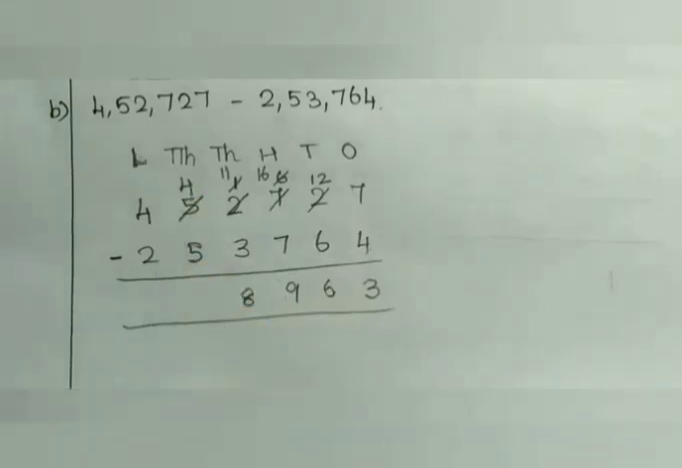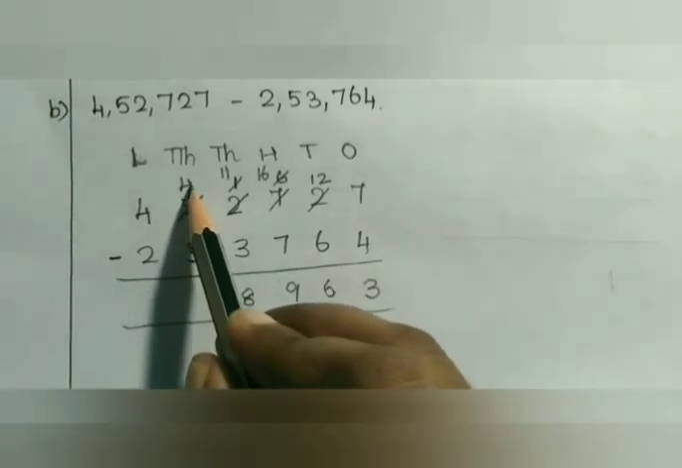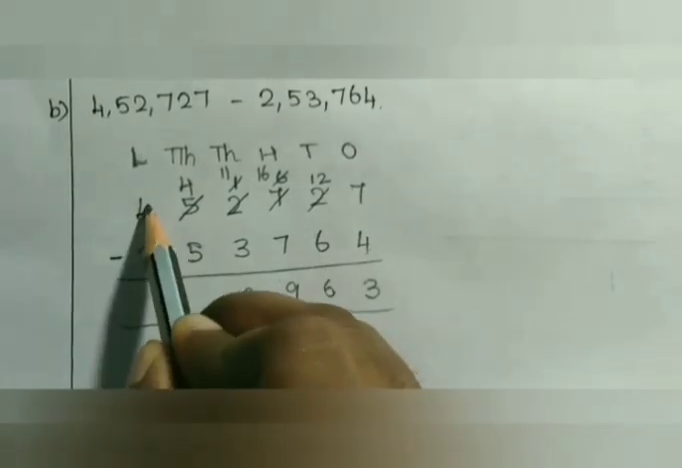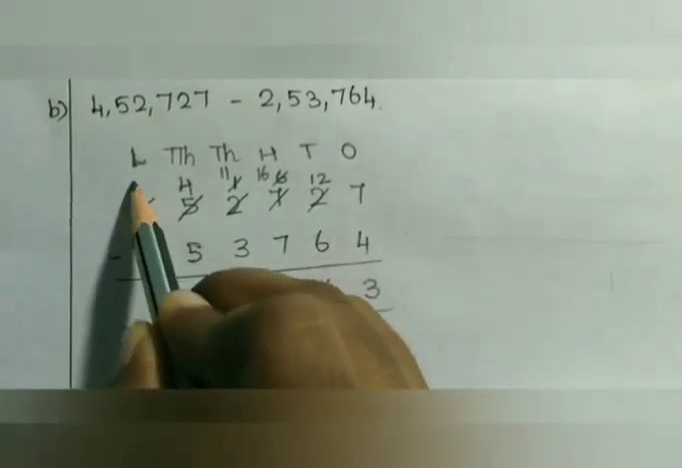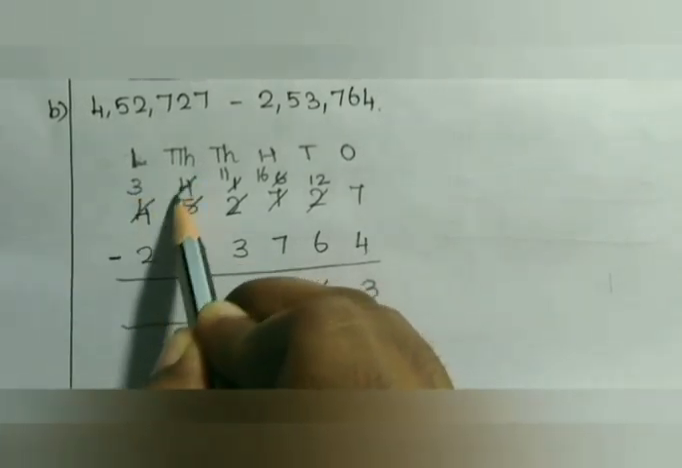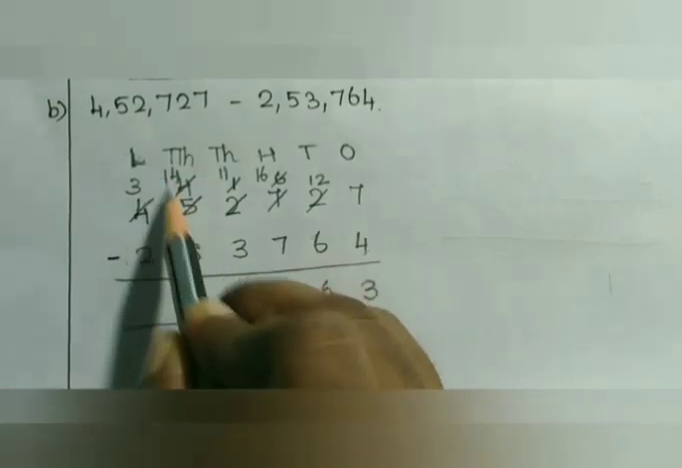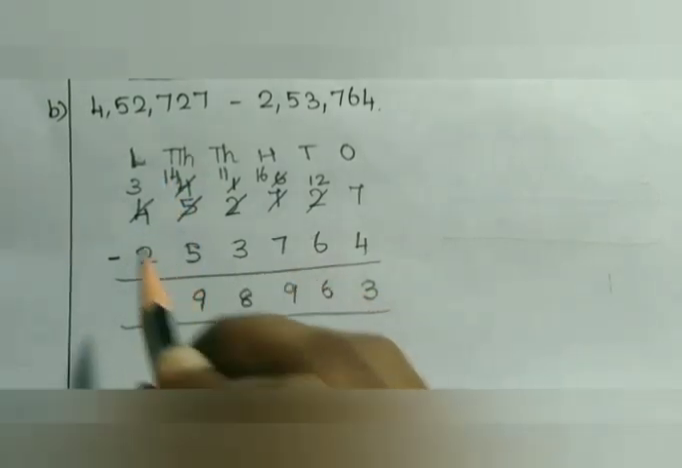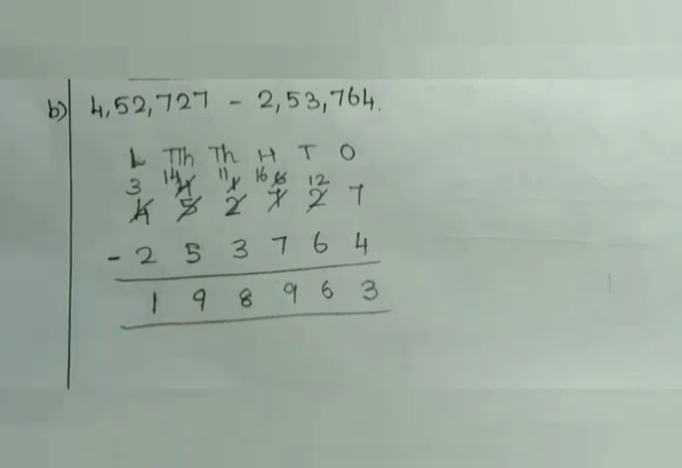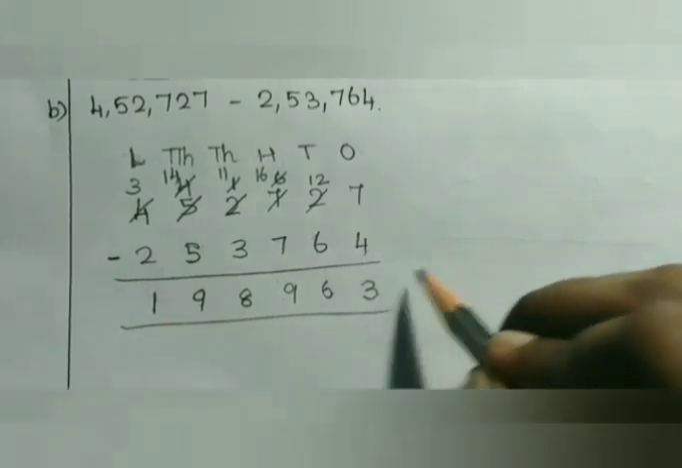4 minus 5. 4 is smaller number. So let's borrow from the lakhs position. So this 4 becomes 3 and this one becomes 14. 14 minus 5, 9. 3 minus 2, 1. Now let's check.